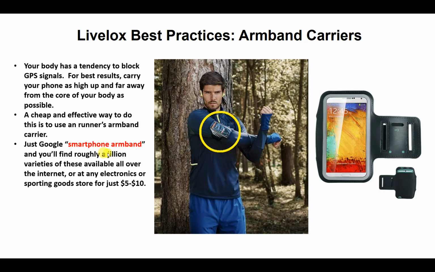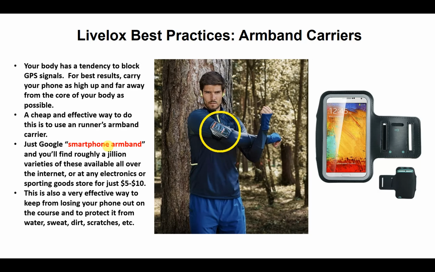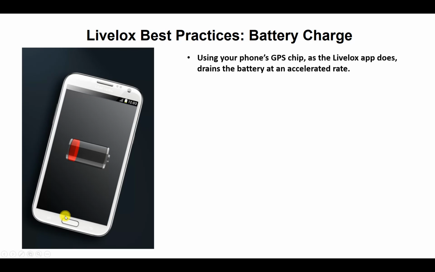If you just Google smartphone armband or look around in any Target or sporting goods store or electronics store, you'll find a jillion versions of these things. They're everywhere. For like $5 or $10 you can get one. And it's a great way to get good signal while you're out there, and also it is very effective at keeping you from losing your phone or damaging it. It's good for protecting it from water, mud, scratches, all kinds of stuff. So it's just a really good idea. I recommend you get one.